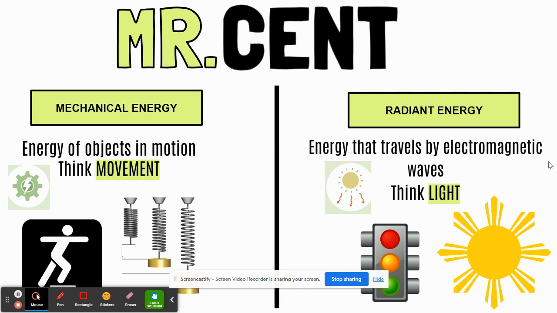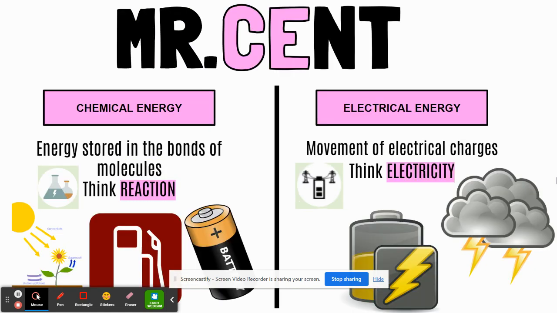Radiant energy is energy that travels by electromagnetic waves. Think light, so a stoplight or the sun or a flashlight. Anything that produces light is radiant energy.